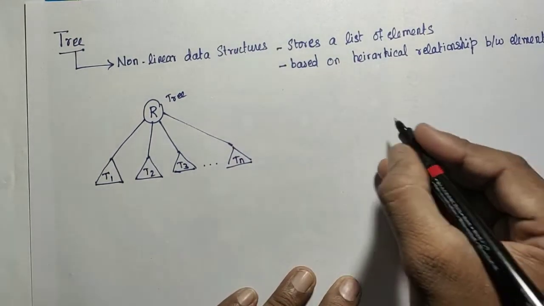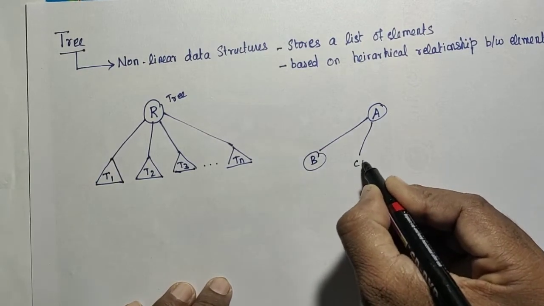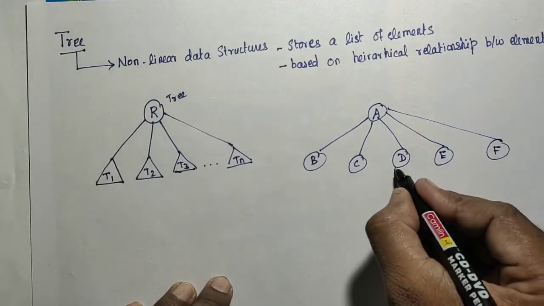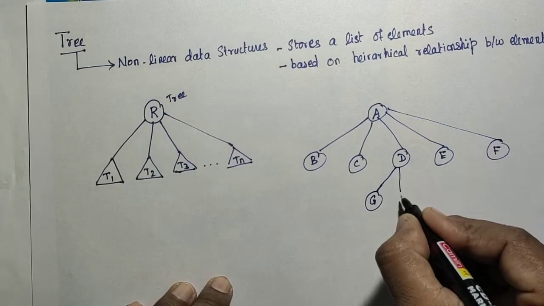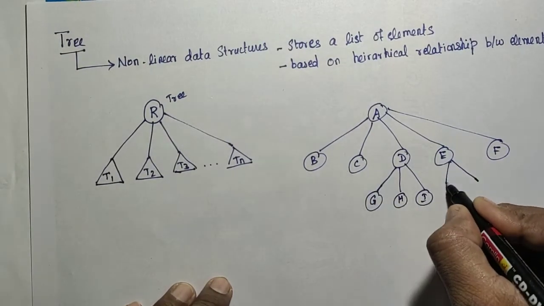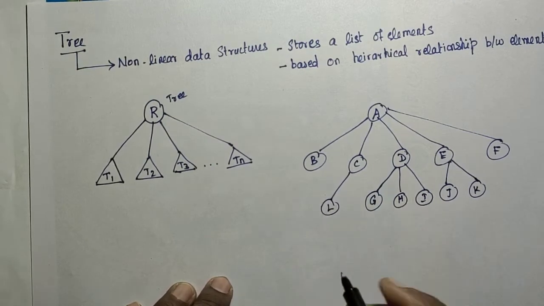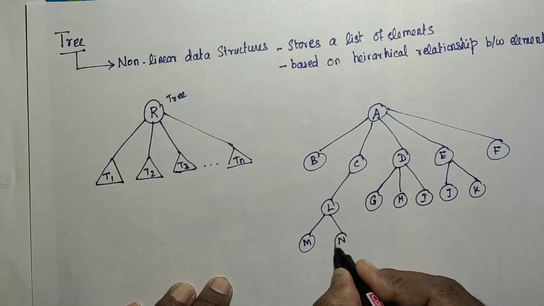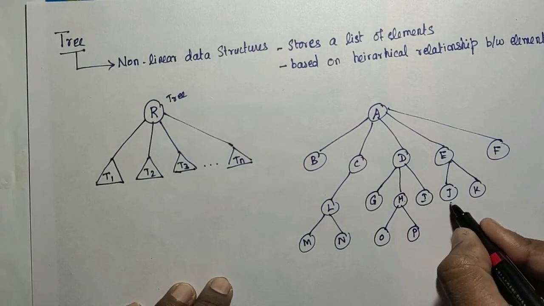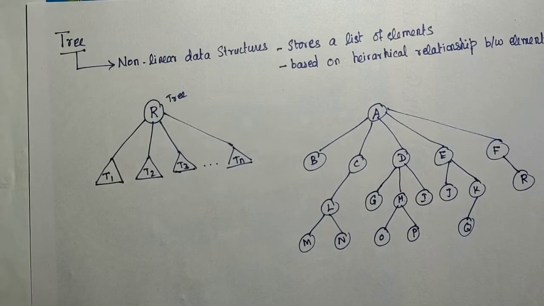One example for a tree: for example A, it has B, C, D, E, and F. D has G, H, I, and E has J and K. C has L. This one has M, N. This has O, and this one has Q, and this has R, like that. So this is an example for a tree.